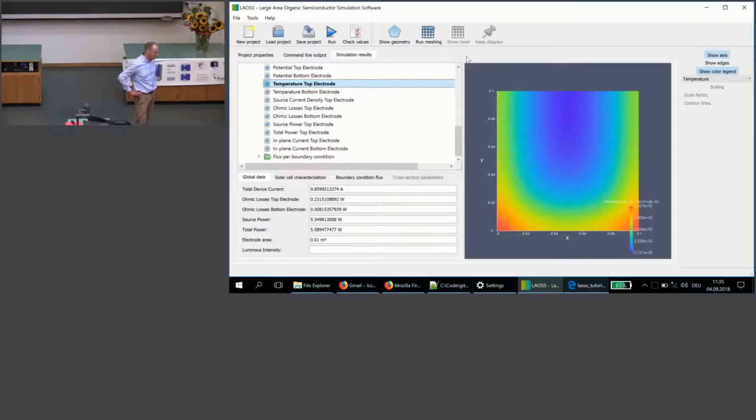Yeah. The Joule heating term is current times voltage. I think we have it in the stack and in the electrode, right? Also, the electrode can generate heat. Yes.